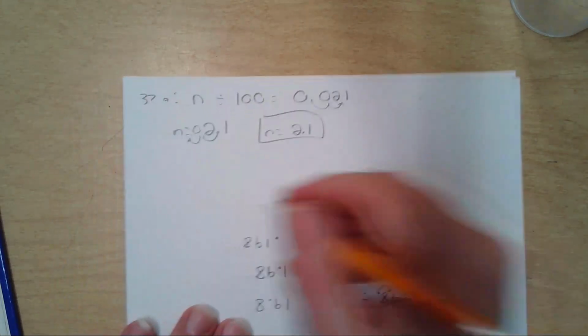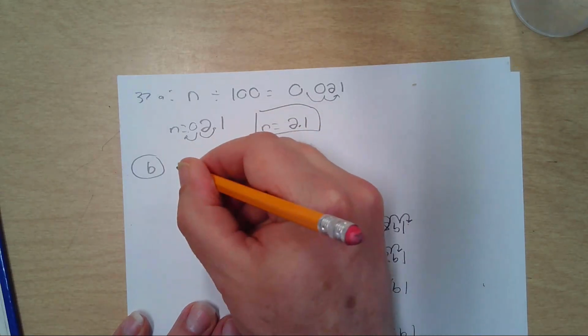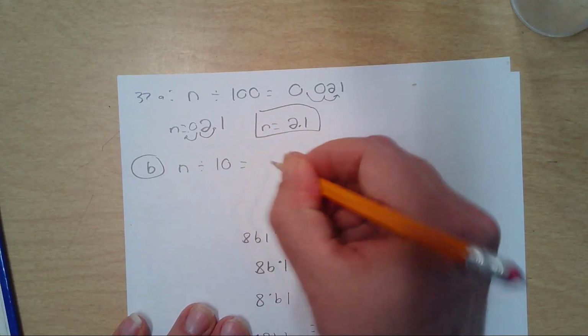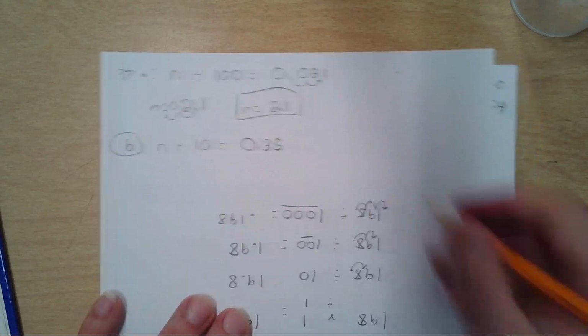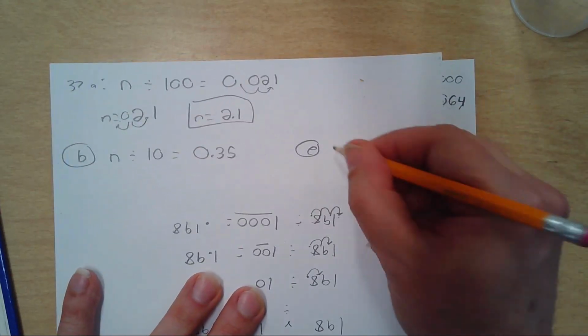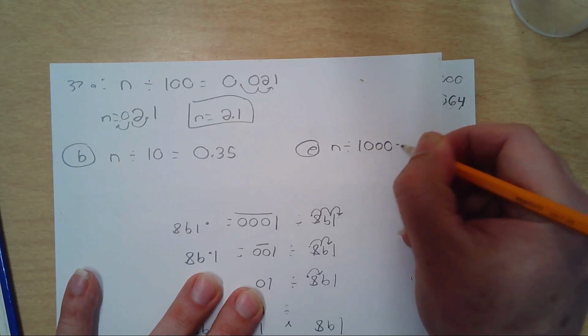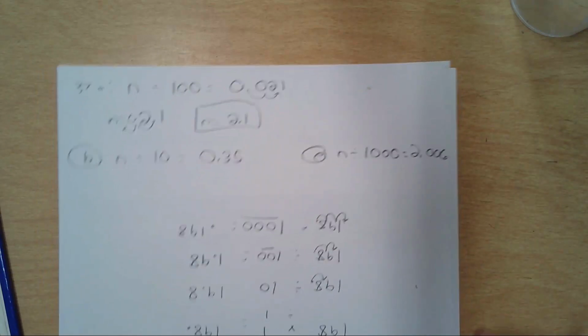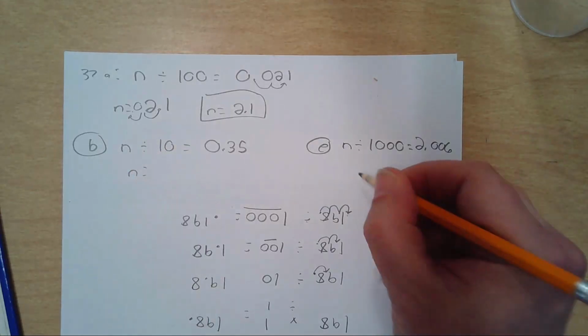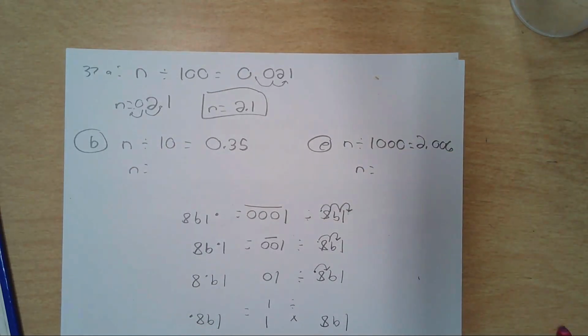All right, so you guys try numbers B and E. B, n divided by 10 equals 35 hundredths. And E, n divided by 1,000 equals 2 and 6 thousandths. Question to you is, where did we start? These 2 problems here, what am I missing? I was doing them while you were talking. I just did all of them.